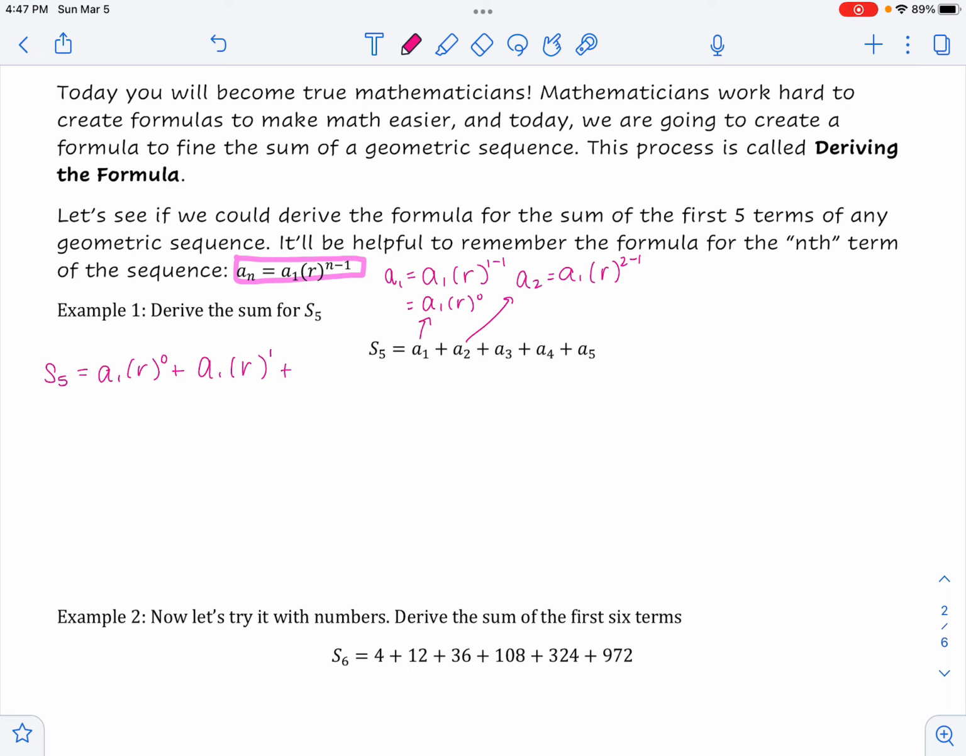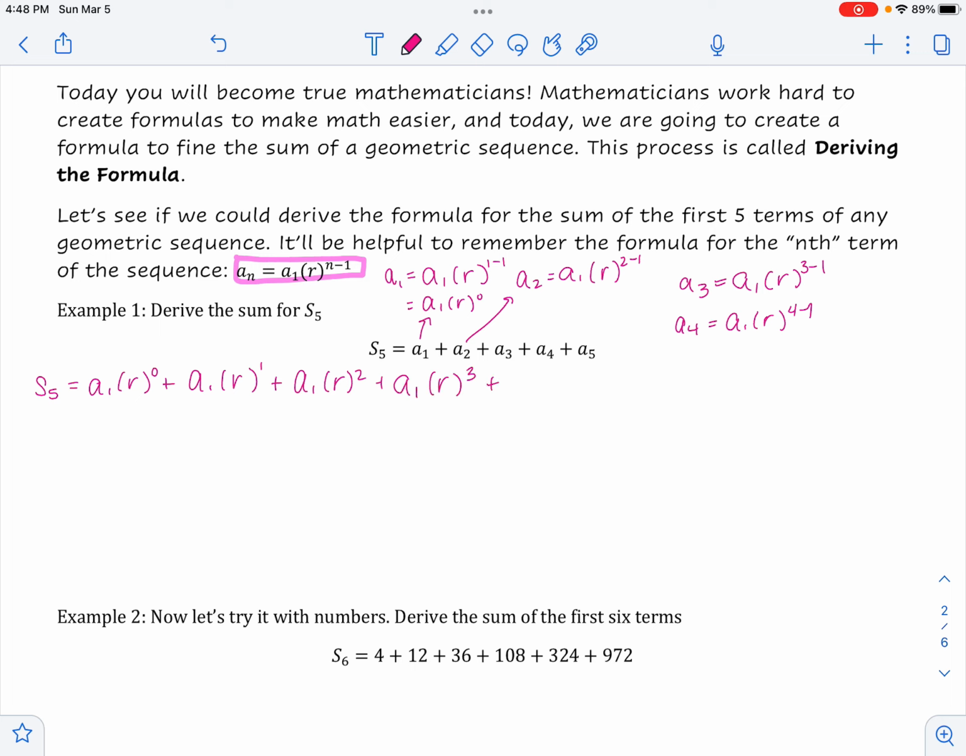For the third term, that's going to be a sub 3 equals a 1 times r to the 3 minus 1 power, or to the second power. So a 1 times r squared. All right, we're going to do the fourth term. A 4 is going to be a1 times r to the 4 minus 1. So a1 times r cubed. And the last term, the fifth term, is a1 times r to the 5 minus 1, or a1 times r to the 4th power.